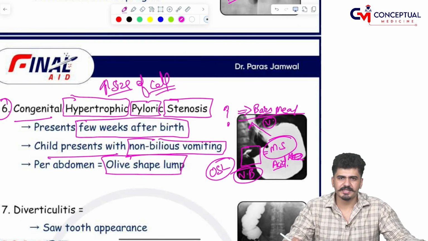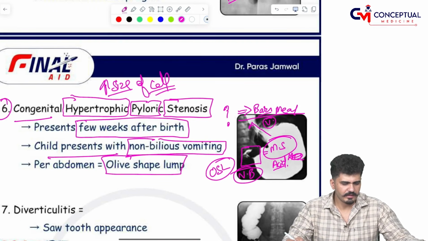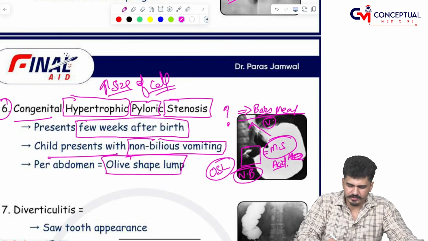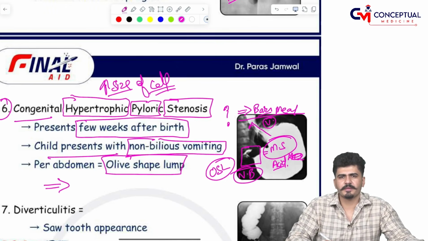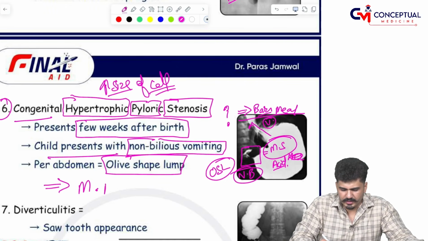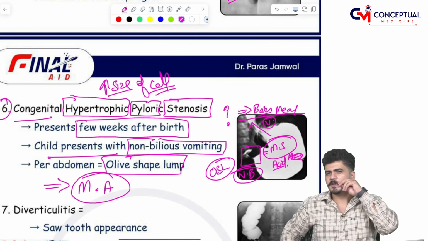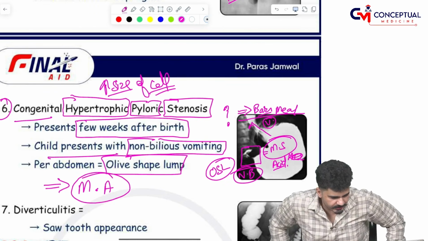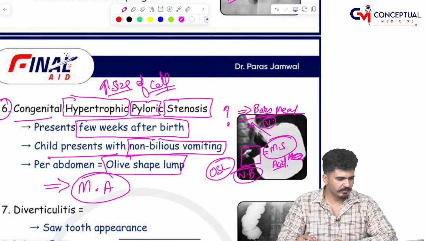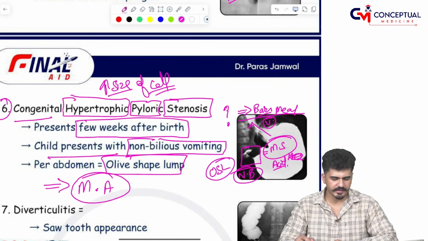So your acid is going outside. Your acid is going outside, because of which, what will happen inside? Metabolic alkalosis. You are going to see metabolic alkalosis. Done and dusted, sir.